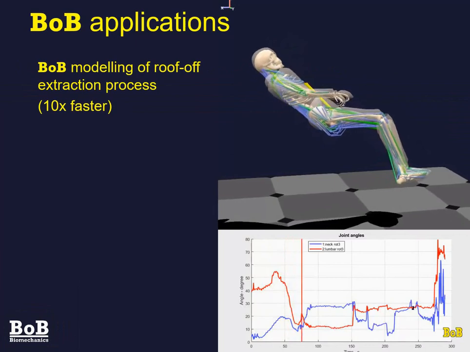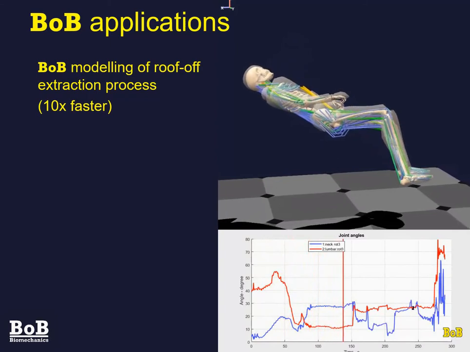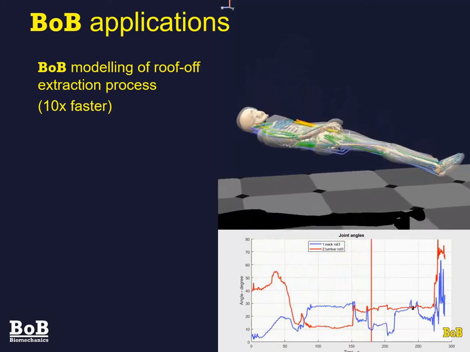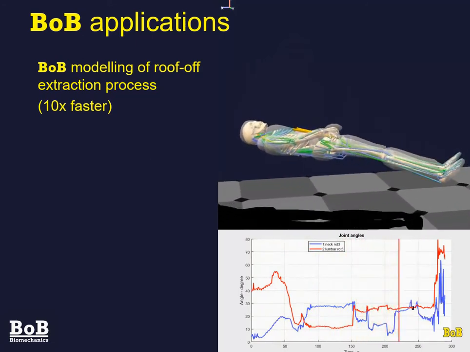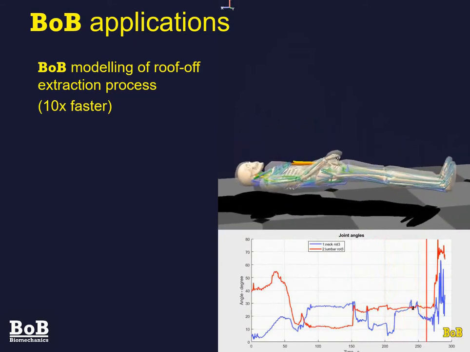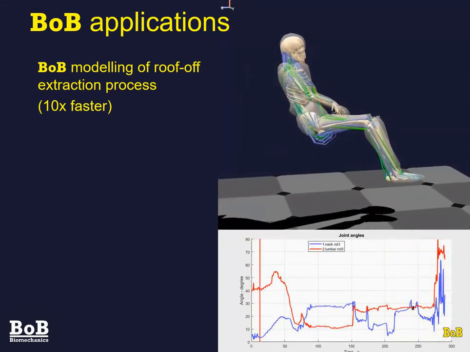This illustration shows the results of one of the studies where the subject is being extracted from a crash vehicle after the roof has been cut off. What we're particularly interested in is measuring the movements and the translations of the spine in the cervical and the lumbar region throughout this particular technique. This was then compared to other techniques that the fire service might use.